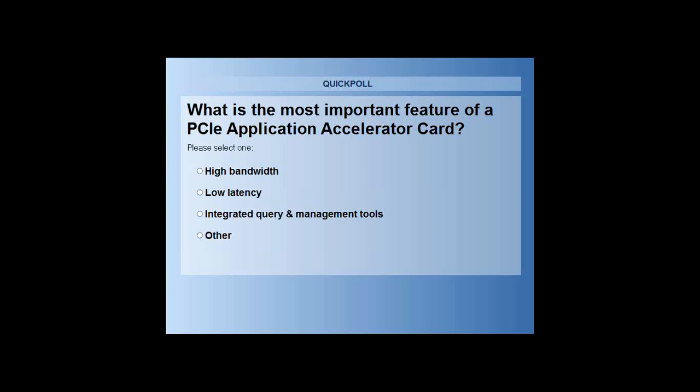Bruce talked about a lot of different features relative to the application accelerator cards, and we want to find out what is the most important feature to you with respect to PCIe application accelerator cards. Is it the high bandwidth? Is it the low latency? Is it the fact that it's integrated with the query and management tools? Or is it something different? So please go ahead and vote, and we'd love to get a feel for what your thoughts are about what's most important about the PCIe cards.